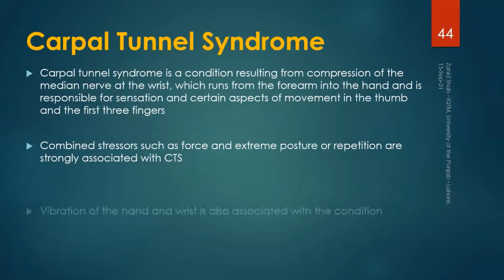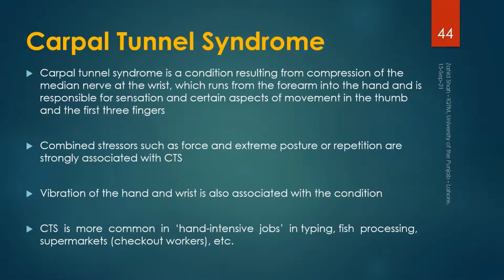Another musculoskeletal problem is carpal tunnel syndrome. It is a condition resulting from compression of the median nerve of the wrist. So perhaps this is the first problem where the nerve is directly affected. This nerve runs from the forearm into the hand and is responsible for sensation and certain aspects of movement in the thumb and the first three fingers. We will see this with the help of a figure.